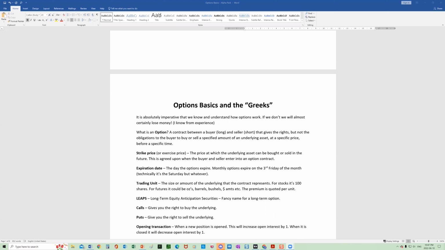In order to know what your contract is, most of us are trading stock options, so it would be based on 100 shares. So that would be your trading unit. When you get into more complicated things like futures, it could be ounces, barrels, bushels, dollars, etc. Okay, so the strike price, we know it's the price at which the underlying asset can be bought or sold in the future. You already know this in advance. Okay.